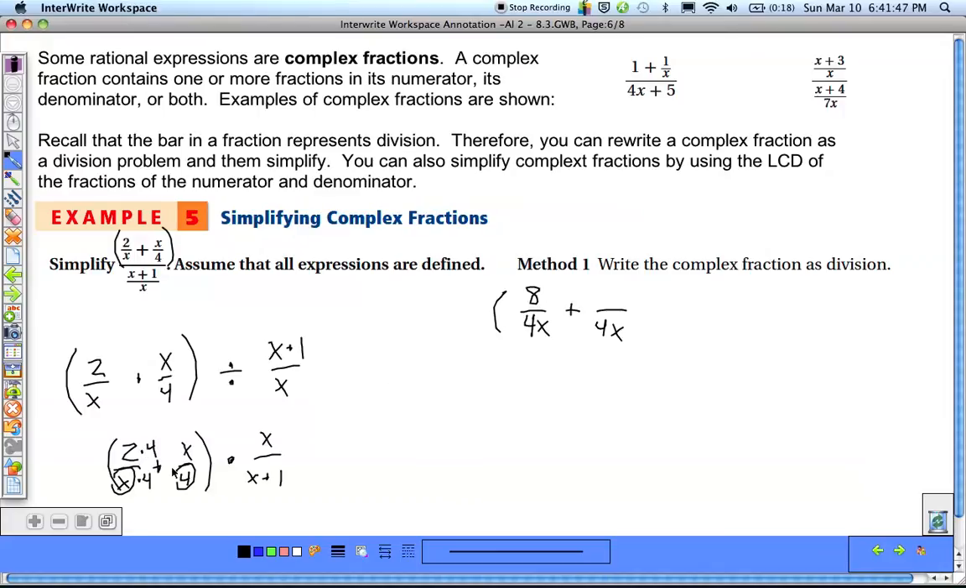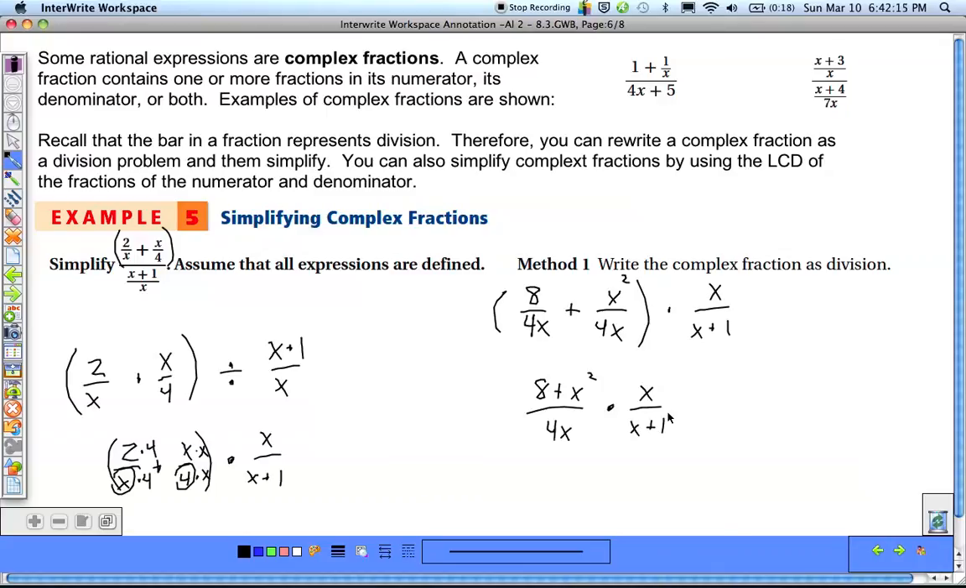gives us 8. Down here, we have the same thing. If we have an x, or we have a 4, we need to throw in the x, so we multiply by x. x times x gives us x squared, and then we still have that whole thing being multiplied by x over x plus 1. 8 plus x squared is just 8 plus x squared over that 4x, and then we can say multiplied, don't need those parentheses anymore, multiplied by x plus 1.